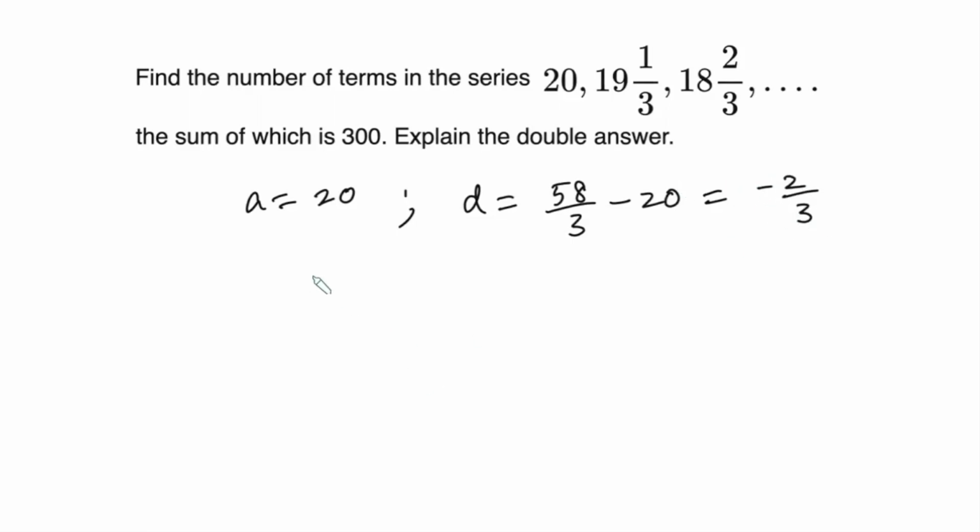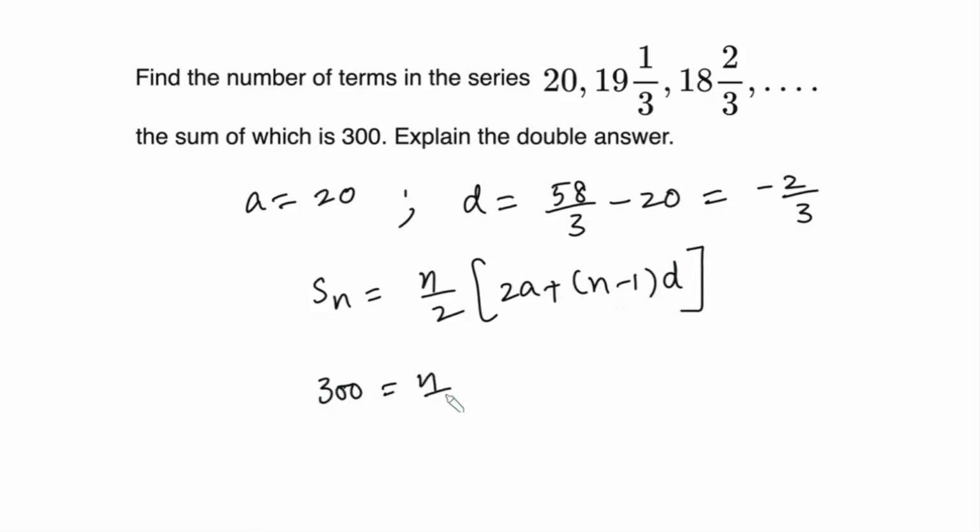So you get negative 2 over 3. So we have the value of a, we have the value of d, we don't know the number of terms, but we know the sum of this series. We know the formula Sn equals n over 2 times 2a plus n minus 1 times d. Sum is given as 300, so 300 is equal to n over 2 times 2a plus n minus 1 times the value of d, which is negative 2 over 3. Here a is 20, so 2 times a is 40.